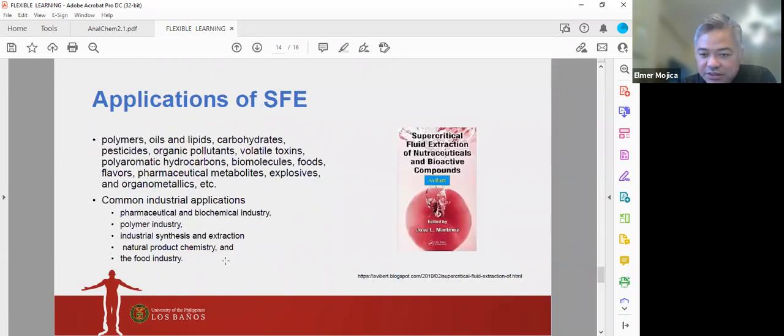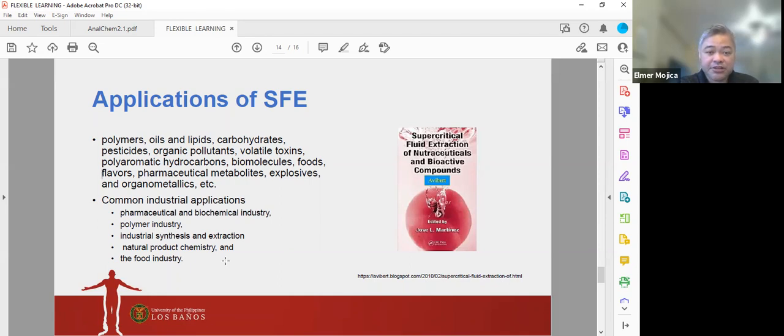The applications of SFE are many: polymers, oils and lipids, carbohydrates, pesticides, organic pollutants, volatile toxins, PAH, biomolecules, foods, flavors, pharmaceuticals, metabolites, explosives, and organometallics are among the materials extracted with SFE. It is commonly available now in the pharmaceutical and biochemical industry, polymer industry, industrial synthesis and extraction, natural product chemistry, and the food industry. I think they try to utilize this in the food industry.